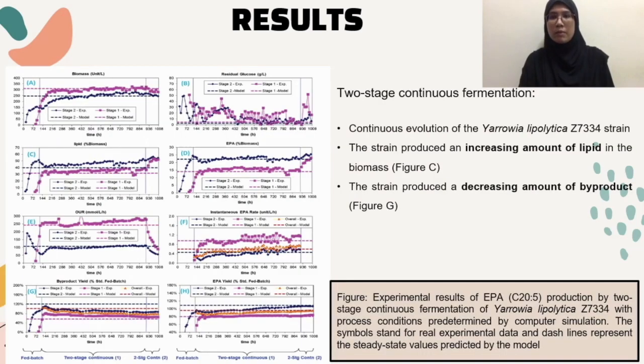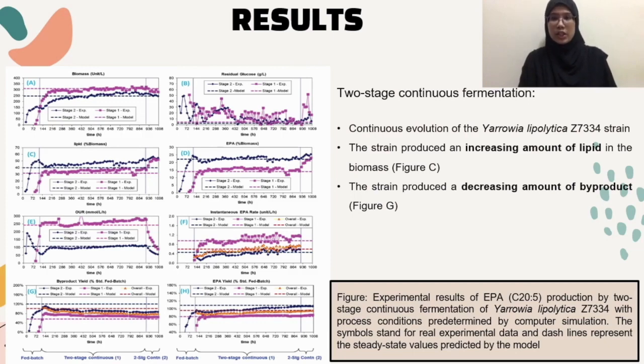Next, the figure shows experimental results and results predicted by the model of EPA production by two-stage continuous fermentation. The fermentation is accompanied by continuous evolution of the Yarrowia lipolytica Z7334 strain. Figure C shows that the strain produced an increasing amount of lipid in the biomass, and figure G shows that the strain produced a decreasing amount of byproduct.